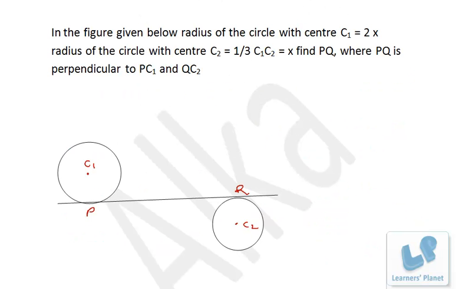Now let's see this problem. In the figure given below, the radius of the circle with center C1 is equal to 2 into the radius of the circle with center C2, which is equal to 1 by 3 of C1C2, and C1C2 is equal to x. So find PQ, where PQ is perpendicular to PC1 and QC2. Now what I do, I mark C1 and C2. That means I join C1 and C2. I join C1 and P.